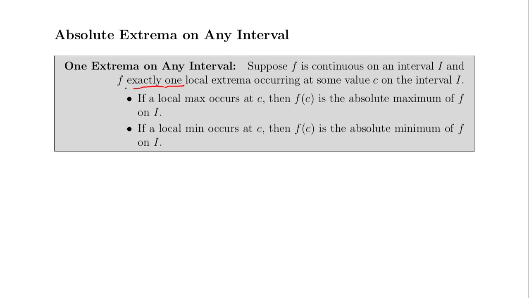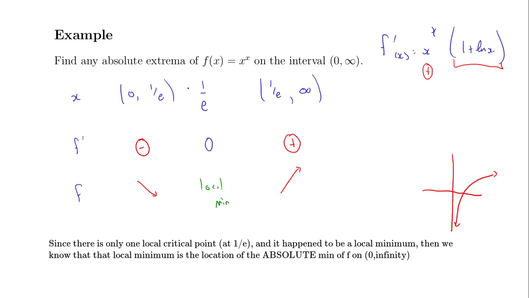We had exactly one local extremum. We found it. It was right here at 1 over e. It happened to be a local minimum. Then we know that that has to also be an absolute minimum. So the absolute minimum is not 1 over e. It's actually f of 1 over e, which is x to the x. So that's 1 over e raised to the 1 over e.